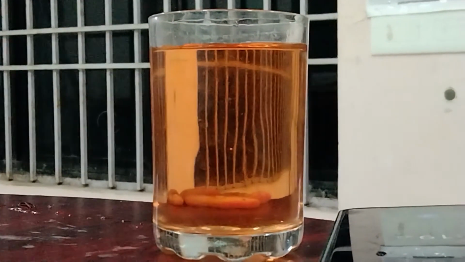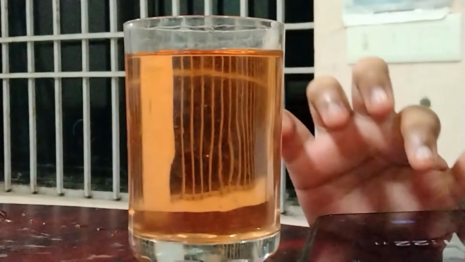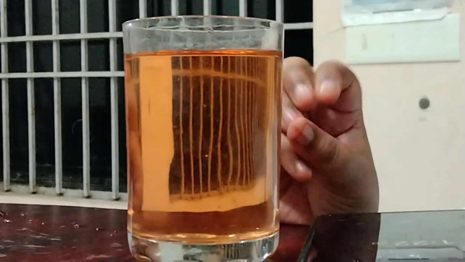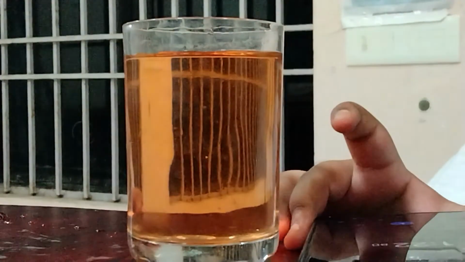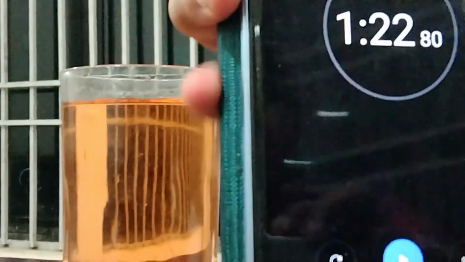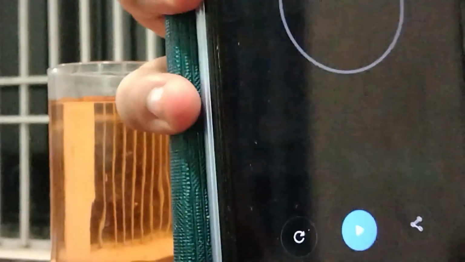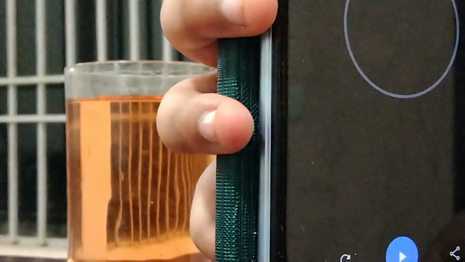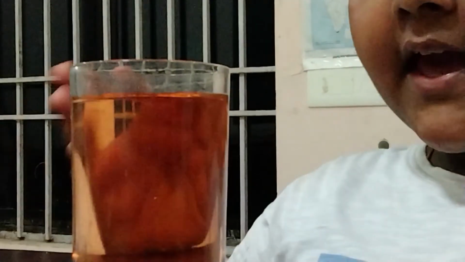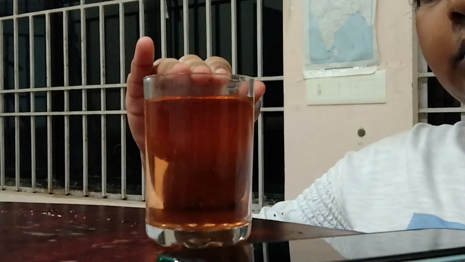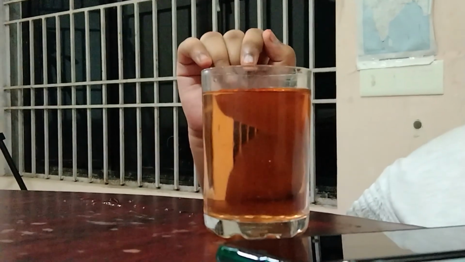All the food color has dissolved. I have just put 3 drops and started the timer. This is the experiment for dissolving in water. If you try with hot water, cold water and normal water, you can observe the diffusion.